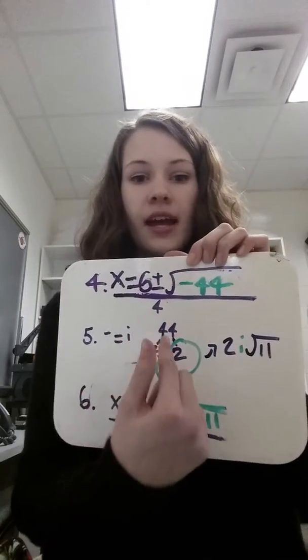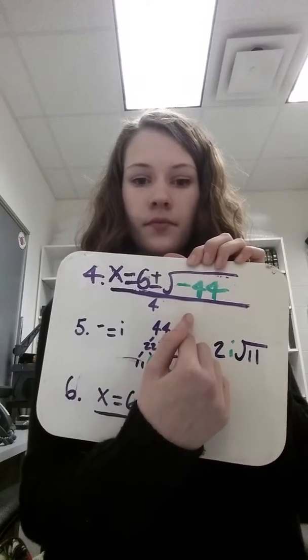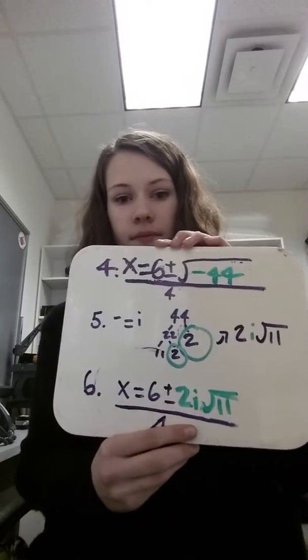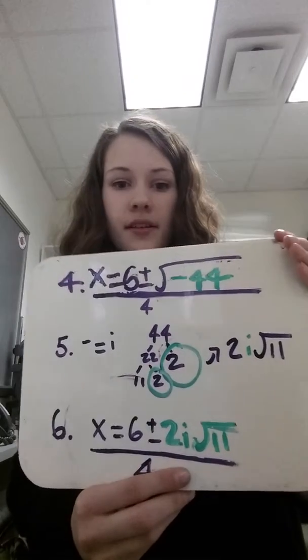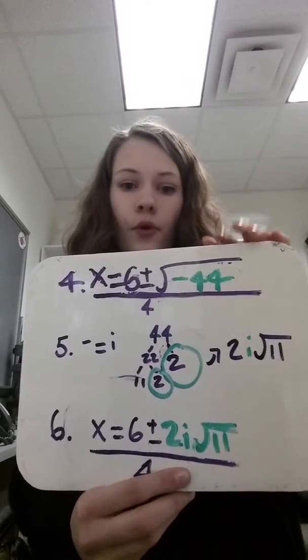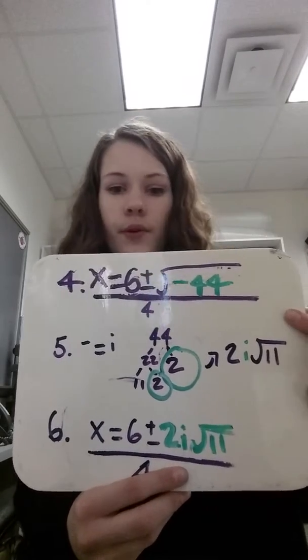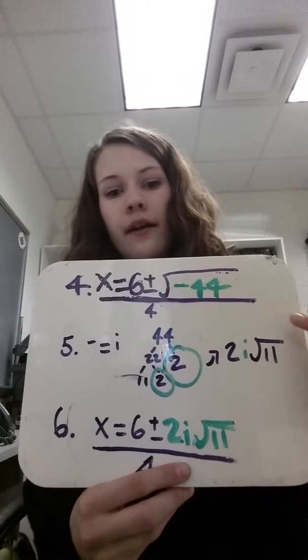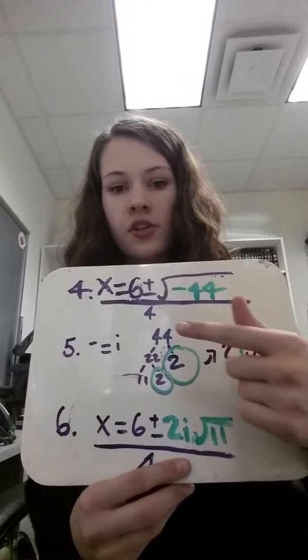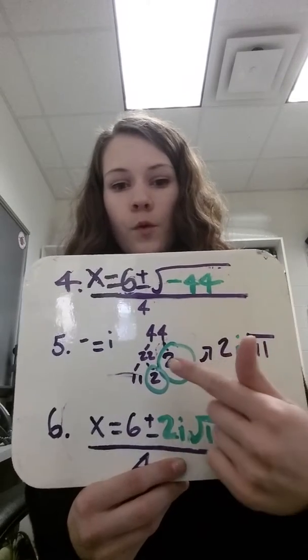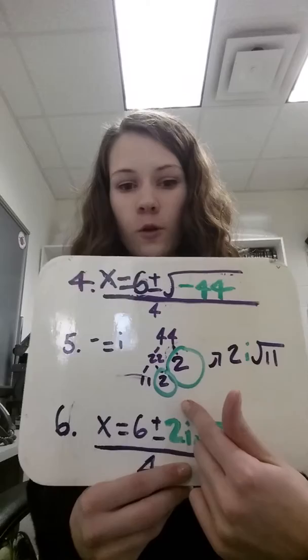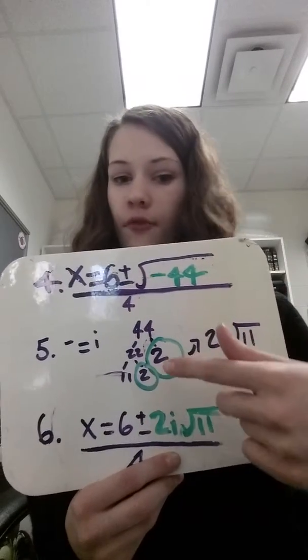So then after that, you can simplify under the square root sign further. So you get -44 under the square root sign. And so then it's 6 plus or minus the square root of -44 over 4. And so then you have to simplify the square root. And since it's not a perfect square, you have to do this factoring. So you get 44 is 22 times 2, and then 22 is 11 times 2. And these are all prime numbers, and you can't factor them anymore.